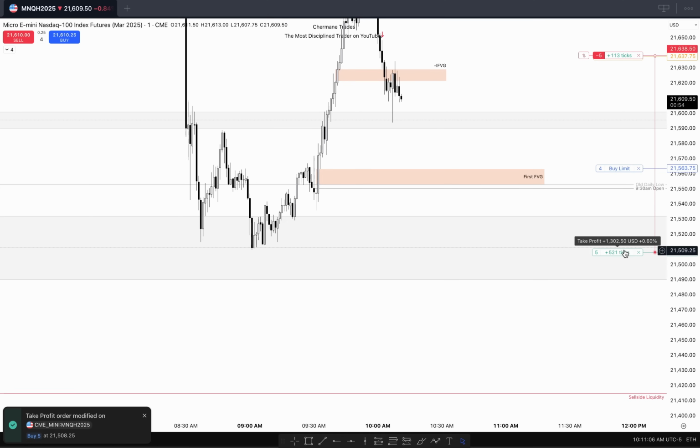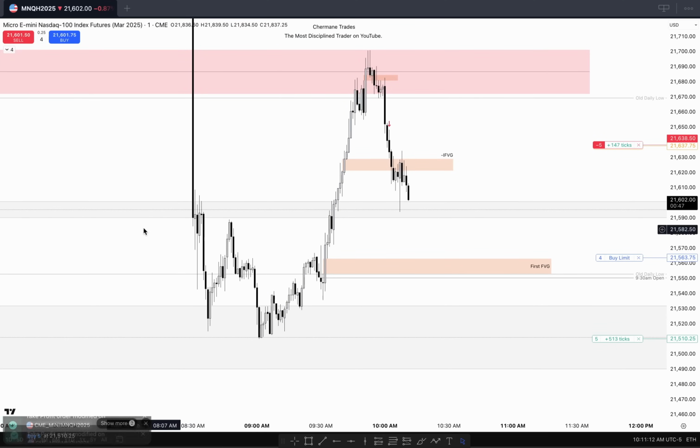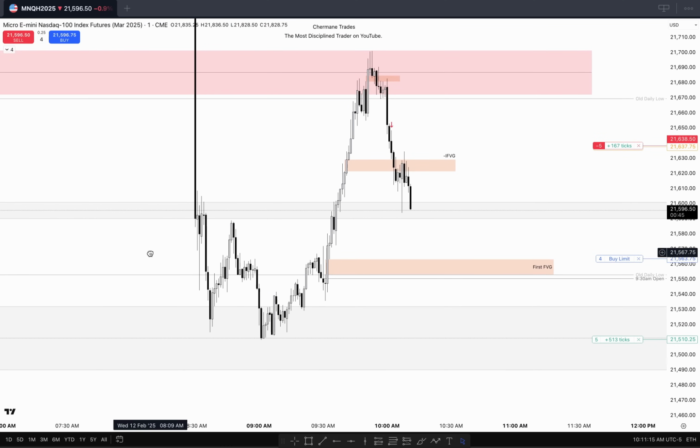I'm not even gonna play with it, to be honest. These market conditions are not the time to get cute and try to hold for long moves.